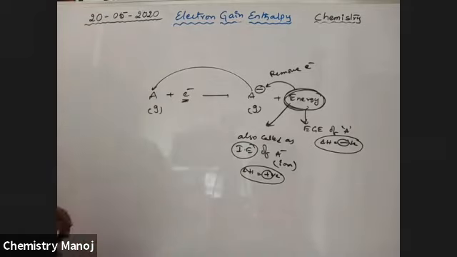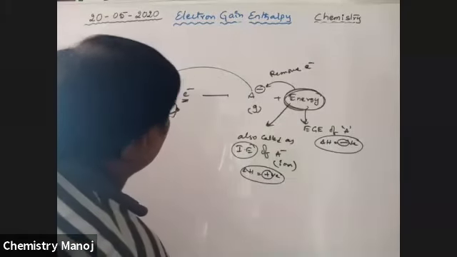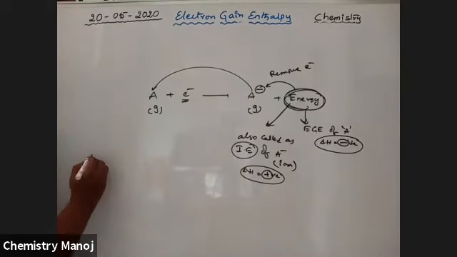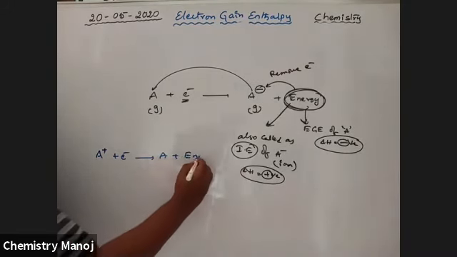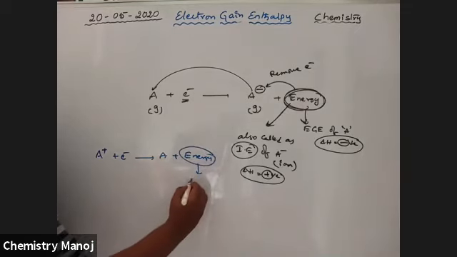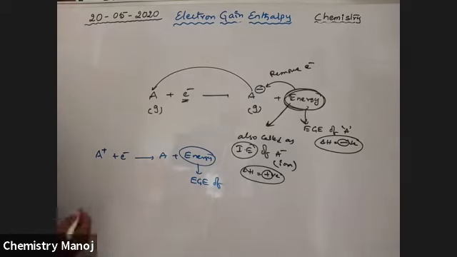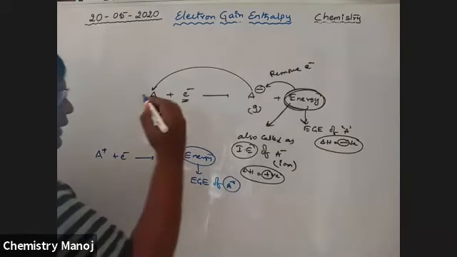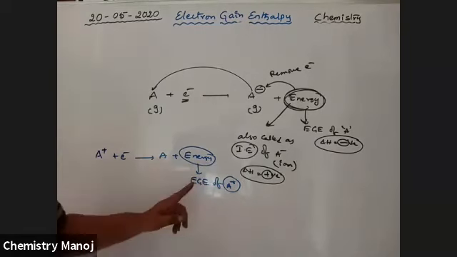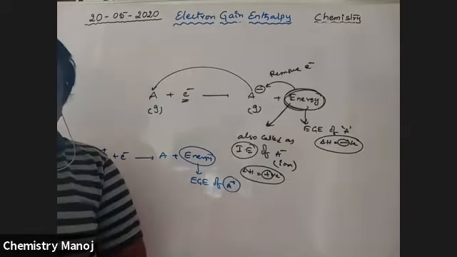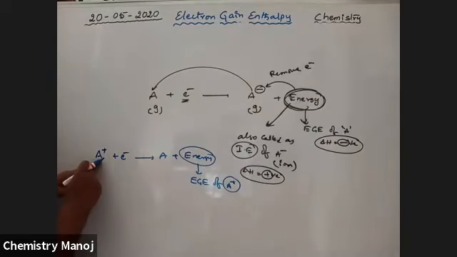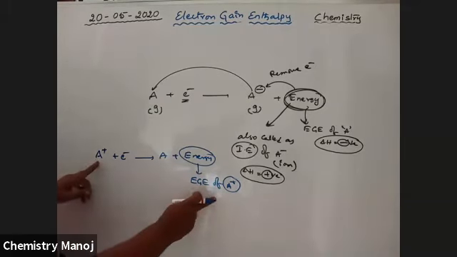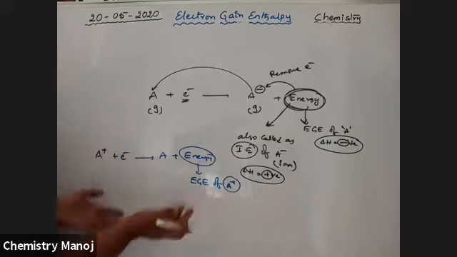Similarly, I am going to explain one more case. See here. There is an A plus ion. To this, one electron is added. It is converted into A and releases some energy. This energy is the electron gain enthalpy of A plus ion. Correct or not? Yes, it is correct, because when an electron is added to the A plus ion, some energy will be released.